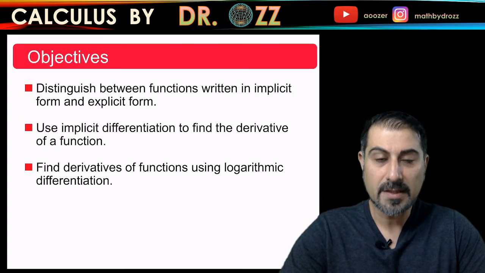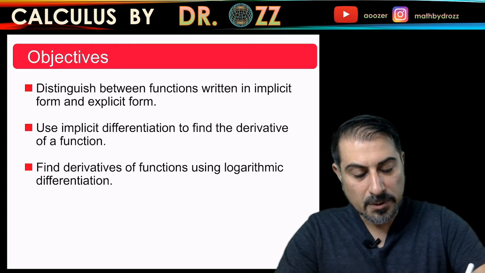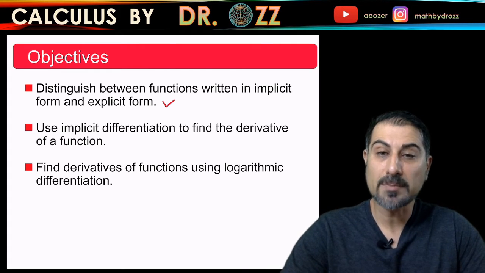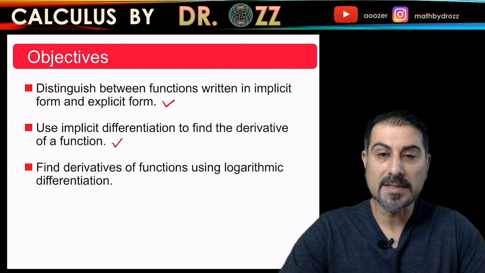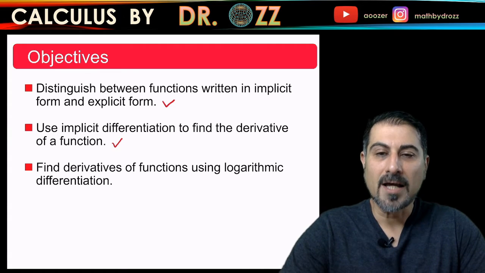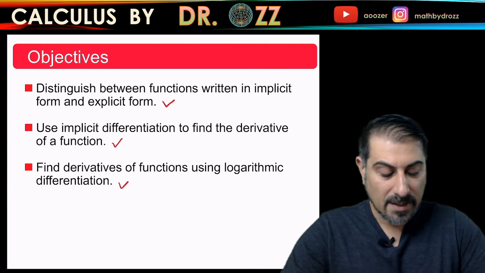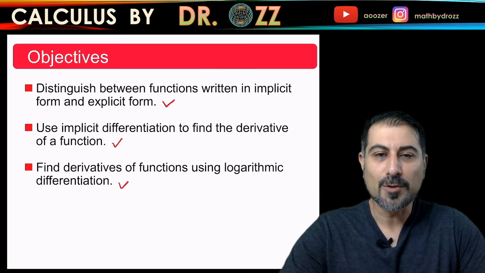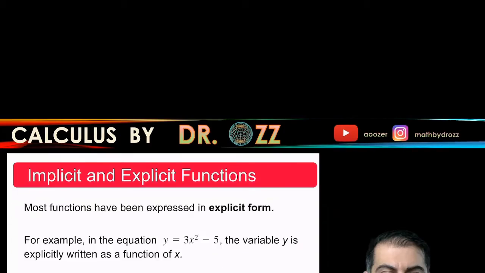Today we're going to learn a brand new topic under the umbrella of differentiation, and it's called implicit differentiation. We have three major learning objectives to achieve today. First, we're going to learn how to distinguish implicit functions from explicit functions. Second, once we spot an implicit function, we're going to learn how to differentiate implicit functions. And we're going to use the skills that we gain from implicit differentiation to learn more about logarithmic differentiation. All right, let's get started.